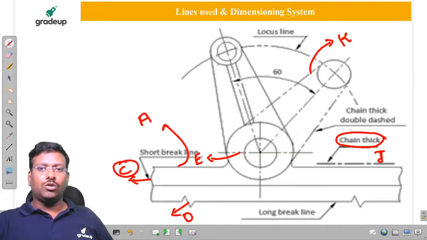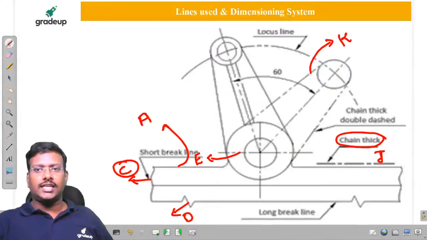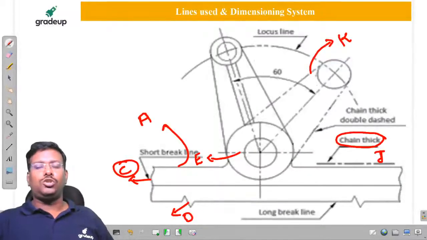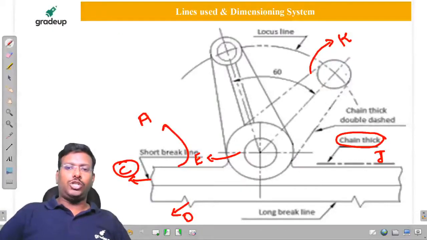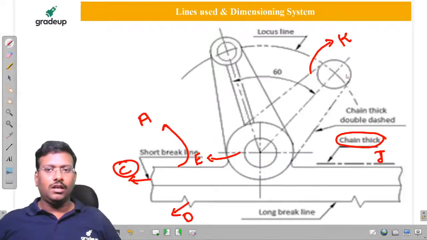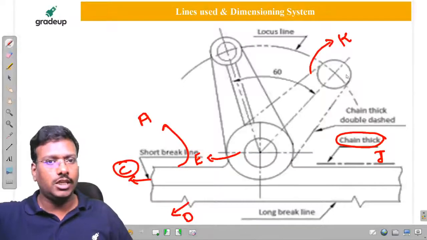So here if you observe, the double dotted chain line is going to be K. This is one position, our extreme position. That's why locus lines: this is one position, this is another position. These two are going to be represented by the double dotted chain line. Is it clear to all of you, my dear friends?